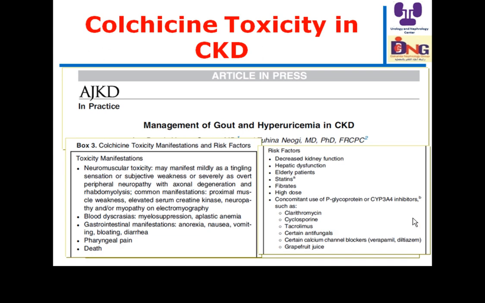Okay, so what about the colchicine toxicity manifestations and the risk factors for colchicine toxicity? The most common manifestations are neuromuscular toxicity, which may manifest mildly as tingling sensation or subjective weakness, or severely as overt peripheral neuropathy with axonal degeneration and rhabdomyolysis. Common manifestations: proximal muscle weakness, elevated serum creatine kinase, neuropathy or myopathy on electromyography, blood dyscrasias like myelosuppression and aplastic anemia, gastrointestinal manifestations such as nausea, vomiting, bloating, diarrhea, pharyngeal pain, and the gravest occurrence is death.